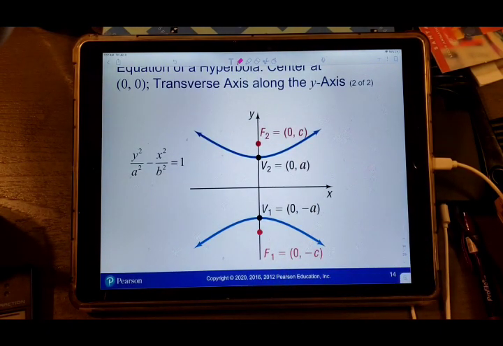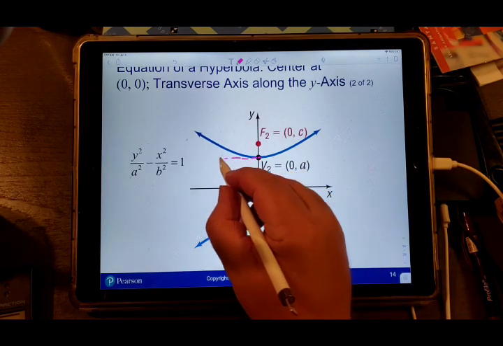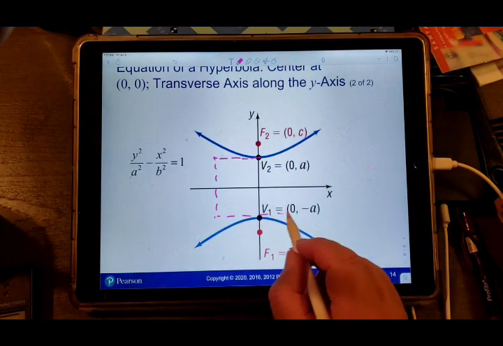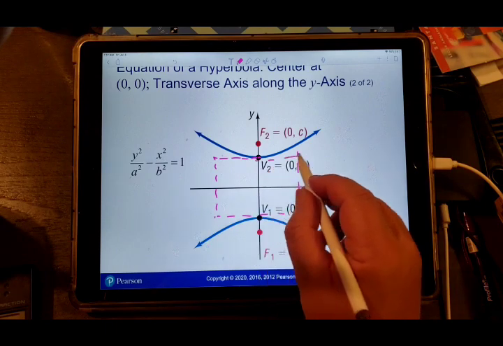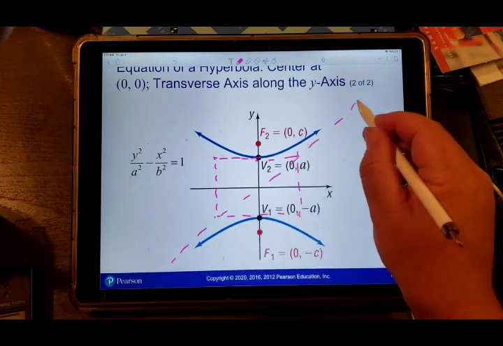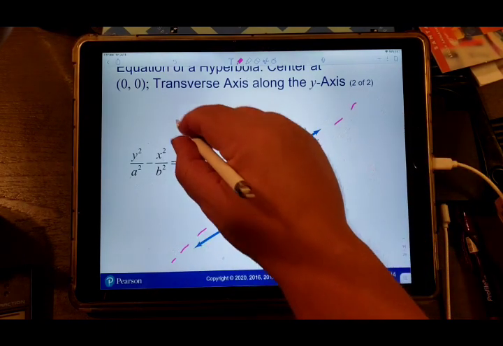So there's a good illustration. I feel like the illustration is a little more complete if I draw this box, this asymptote, this asymptote.